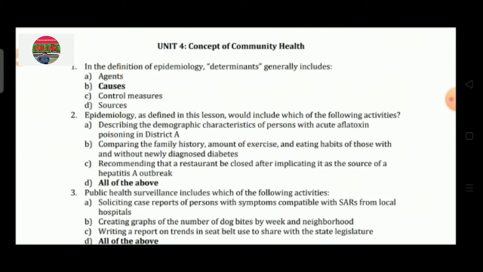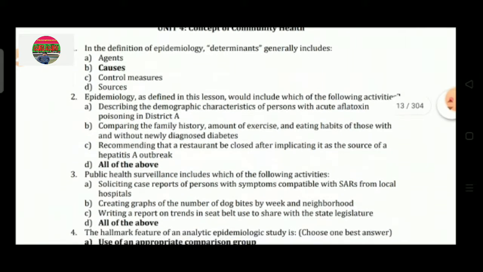Question number 1 is, in the definition of epidemiology, determinants generally include: option A is agents, option B causes, option C control measures, option D is sources. So the correct answer is option B, that is causes.